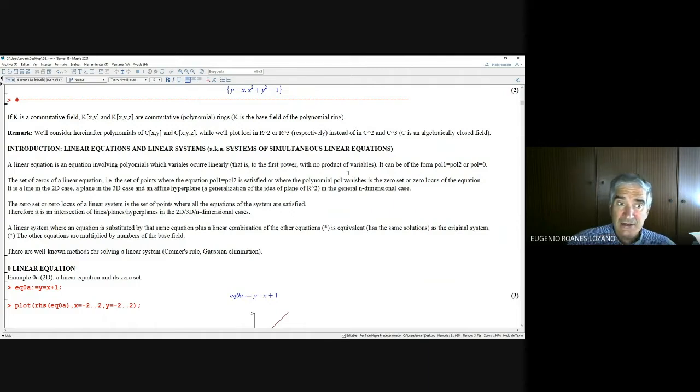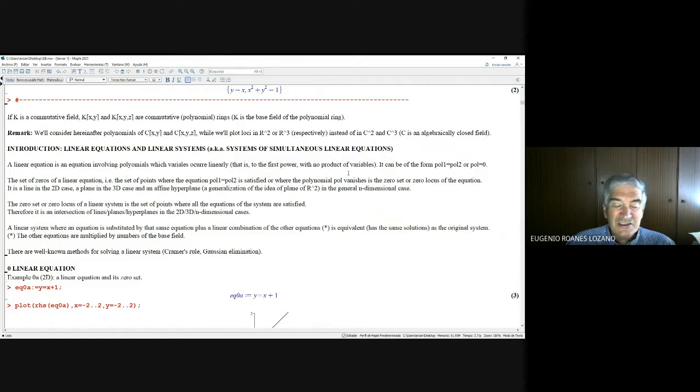It is a line in the 2D case, a plane in the 3D case, and an affine hyperplane. It is a generalization of the idea of plane of R2 in the general n-dimensional case. The zero set or zero locus of a linear system is the set of points where all the equations of the system are satisfied. So it's an intersection of lines, planes or hyperplanes in the 2D, 3D, or n-dimensional cases.